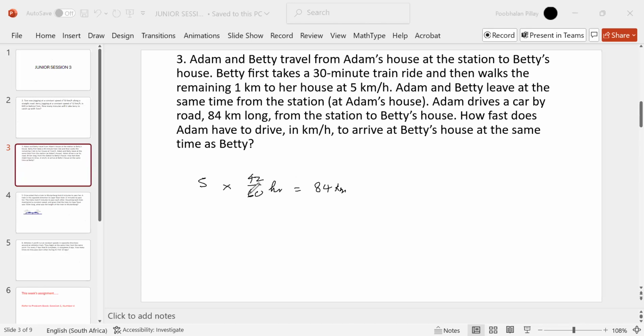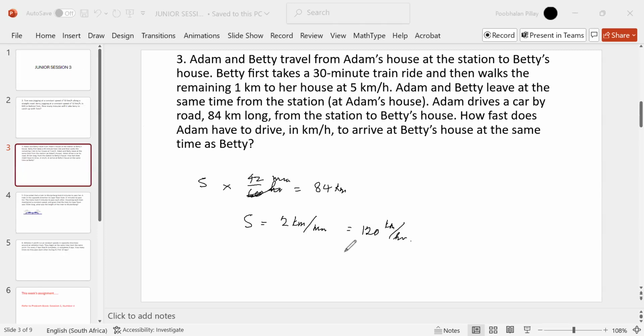Otherwise, you could have said time in minutes. So S times 42 is 84. So therefore, S is 2 kilometers, but per minute, because in 1 minute, he would have traveled 2 kilometers. So in 1 hour, it'll be 120 kilometers. You could have done it that way.